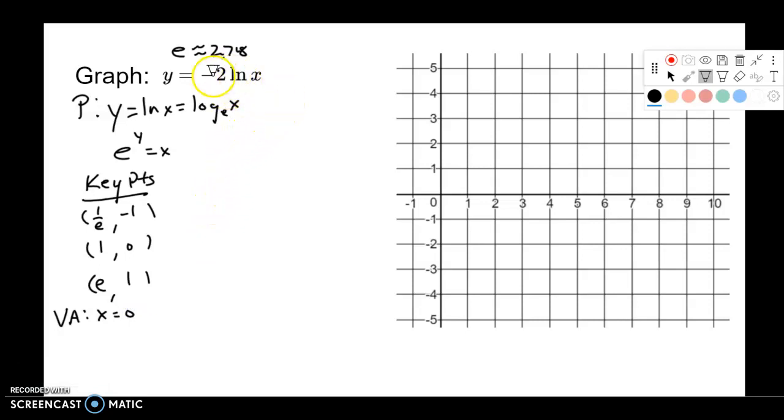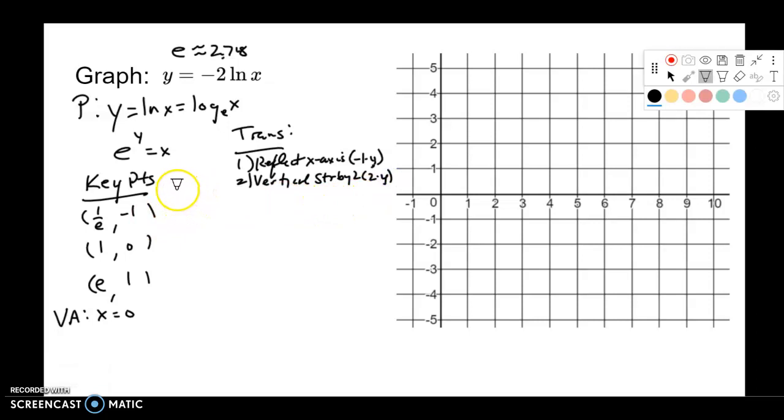So now let's talk about the transformations. This negative out here is going to reflect the graph in the x-axis. It takes the y's and multiplies them by -1. And then my second transformation is a vertical stretch by factor 2. It's going to take our y's and multiply them by 2. So the x's are not going to change this time. The y's get multiplied by -1 and by 2, so we'll just multiply them by -2.